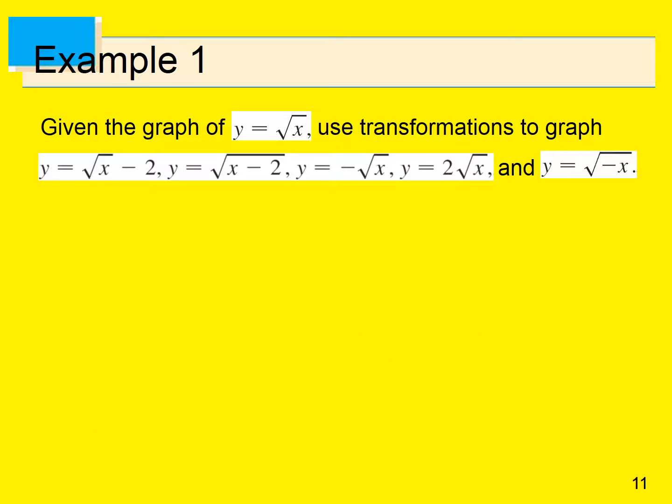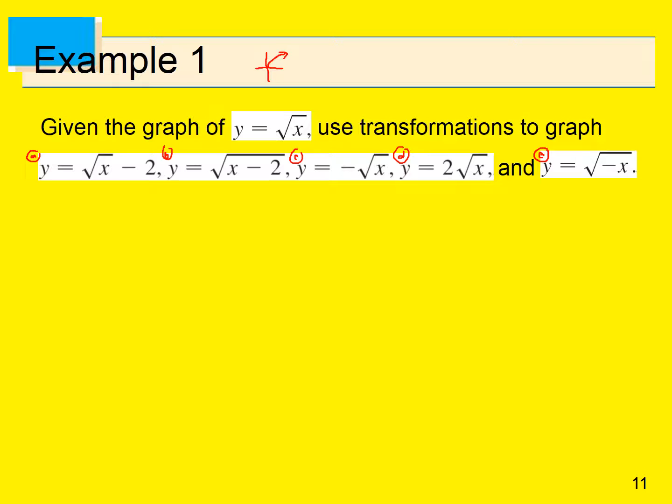Given the graph of y equals square root of x, use transformations to graph. And let's see, we've got part A, we've got part B, C, D, and E. And I want you to take a moment, maybe pause the video, and think about what is supposed to happen to the graph of y equals square root of x. I trust that you've memorized that graph of the square rooting parent function for a, b, c, d, and e.